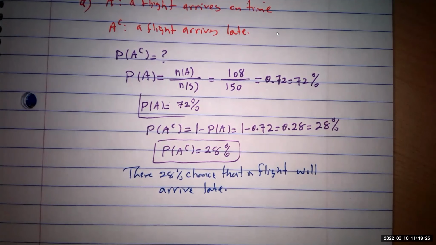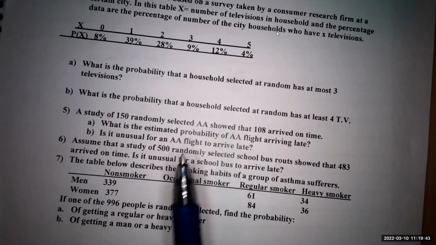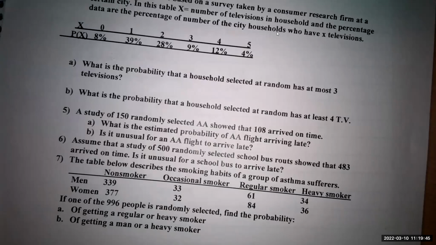Any question? Note that 28% is bigger than 5%. It's very much bigger. So what is your answer to the second part? Look at the second part. This is where we ask you to make a comment. We want to know, is it unusual for an American flight to arrive late?